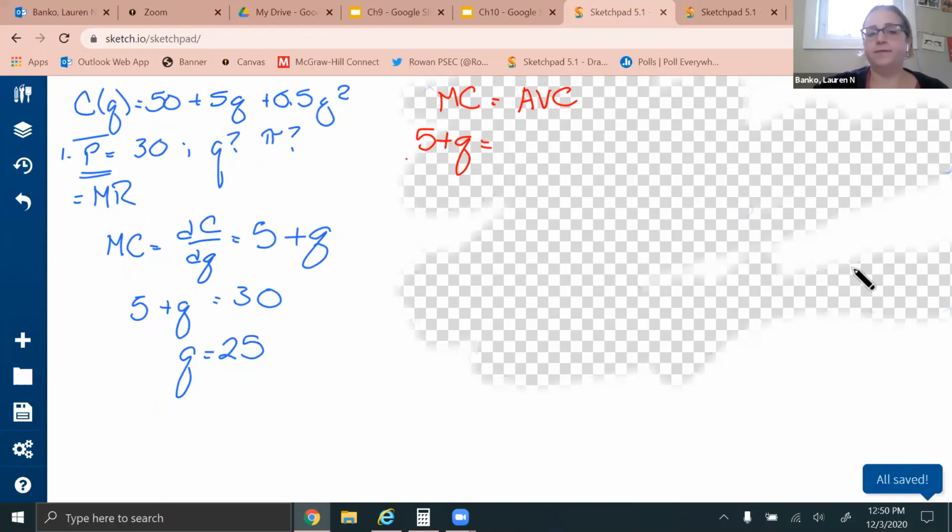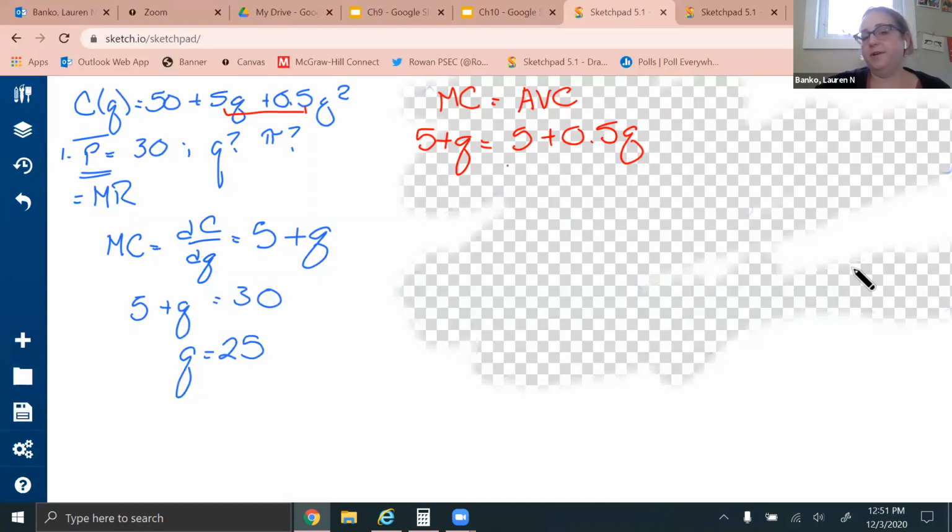And we haven't found average variable cost, but the variable cost is the part of our cost function that has the quantity in it. So it's going to be 5Q plus 0.5Q squared. So for average variable cost, we just have to divide this by Q. So it's going to be 5 plus 0.5Q. And then just solve for Q.